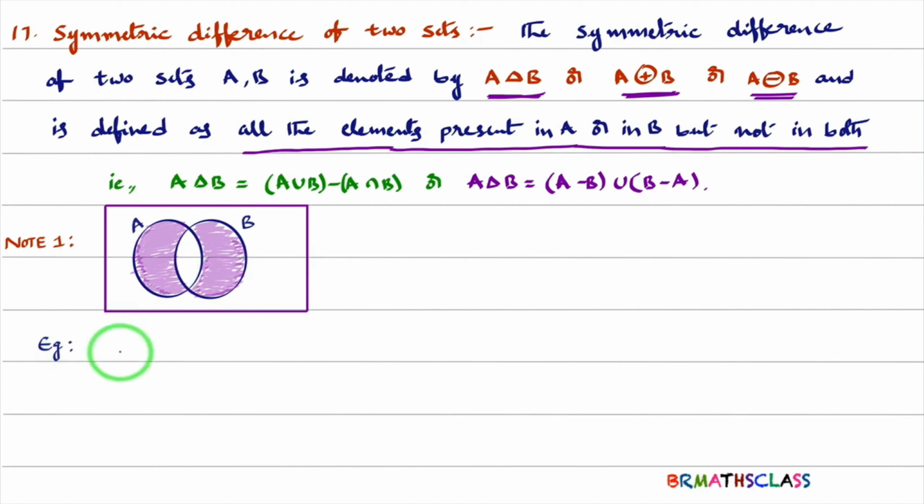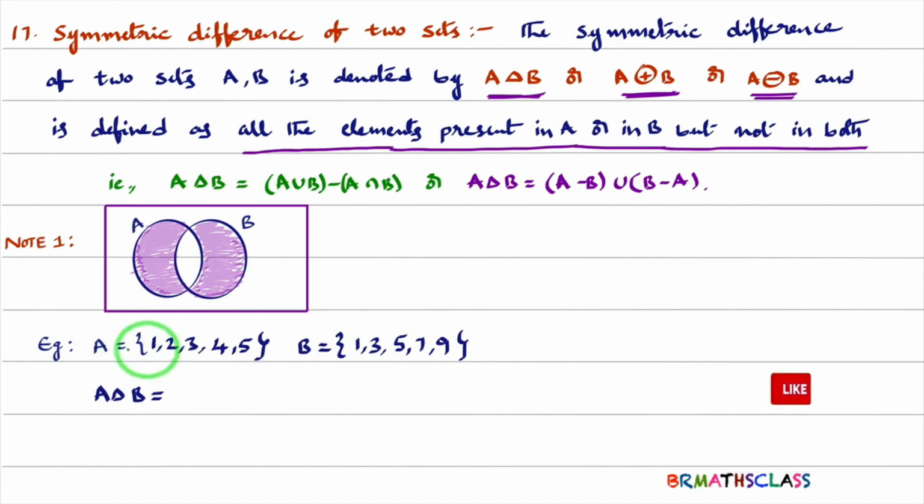Now, we'll try to understand this more clearly with an example. See, here two sets are there. Set A is 1, 2, 3, 4, 5. Set B is 1, 3, 5, 7, 9. A delta B is defined as A minus B union B minus A. A minus B, all the elements present in A but not in B. 2 is present in A but not in B. 4 is present in A but not in B. So, A minus B is the set 2, 4.